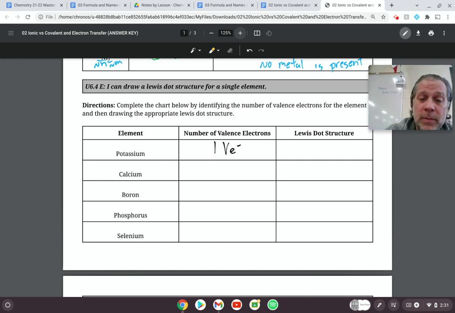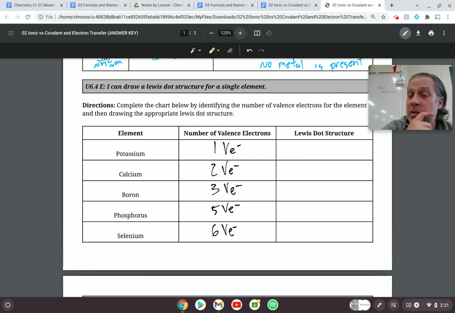Calcium is in the second column and it has two valence electrons. Boron is in the 13th column and it has three valence electrons. Phosphorus is in the 15th column, so it has five valence electrons. And selenium is in the 16th column and it has six valence electrons.